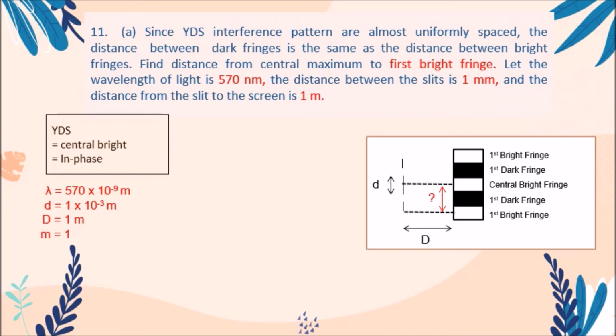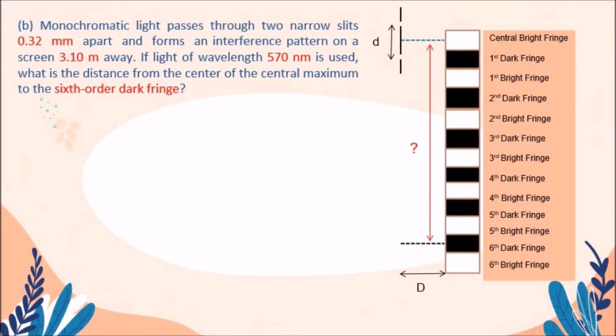To find the answer, we can use the formula y equal to m lambda D per d. Make sure you convert all of the information into meter. And we substitute the value and we get the answer, which is 5.7 times 10 to the power of negative 4 meter.